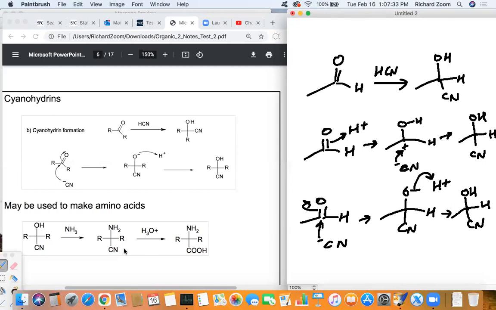So the cyanohydrin itself that has the OH and a CN group can be used to make amino acids. So the OH can be replaced with an NH2, and then the CN can be hydrolyzed to a carboxylic acid, which produces an amino acid. So this is a good way you can make pretty much any amino acid this way. Does anybody have any questions?